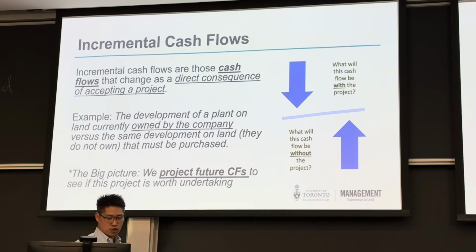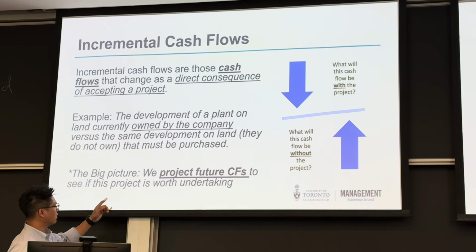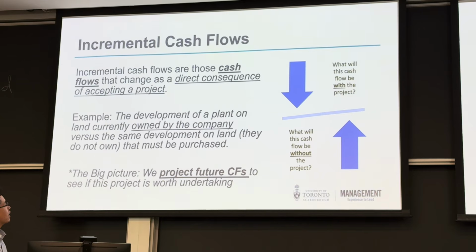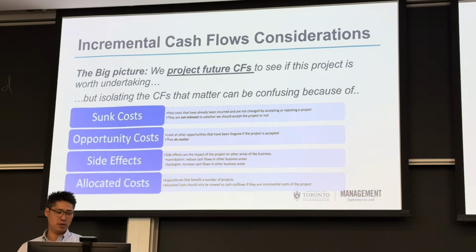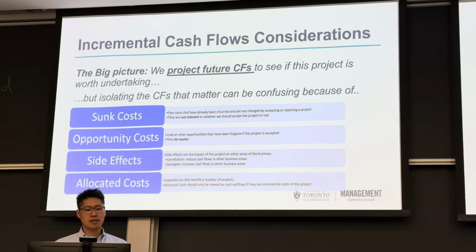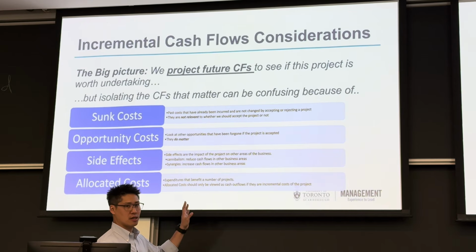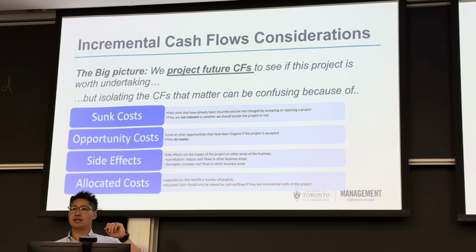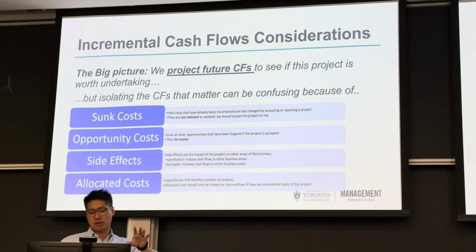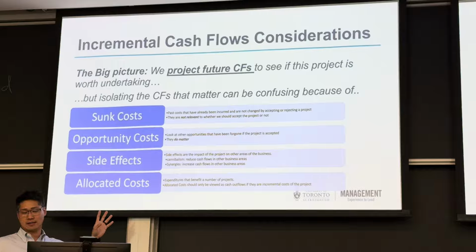And how do we do this? The big picture here is we project future cash flow to see if this project is worth undertaking. There are many options, but which one should we take? Now, however, isolating the cash flow that matters can be confusing, okay, because of these four things. And this is an important concept that is mentioned in the chapter. The way I would test you is I would test your understanding of these four different things, all right?